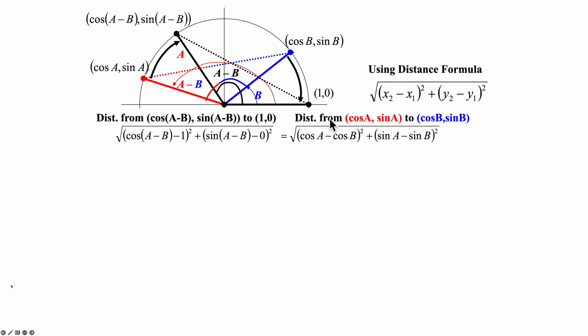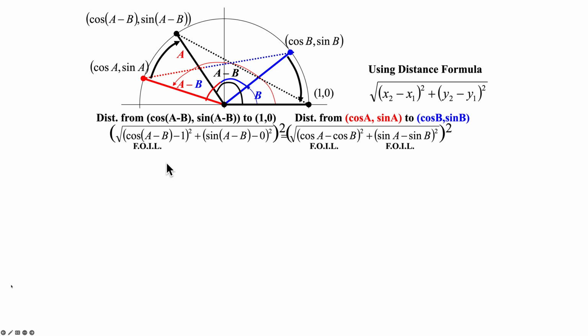And then we're going to do the distance from cosine A, sine A to cosine B, sine B. Again, it doesn't matter which order, but because I want to keep this in the A minus B order, we're going to have A's first, B's second. So cosine A minus cosine B, that quantity squared, plus sine A minus sine B, that quantity squared. Well, wait a minute. If they're both inside of a square root, you could just square both sides and cancel that out. So the square roots are gone.